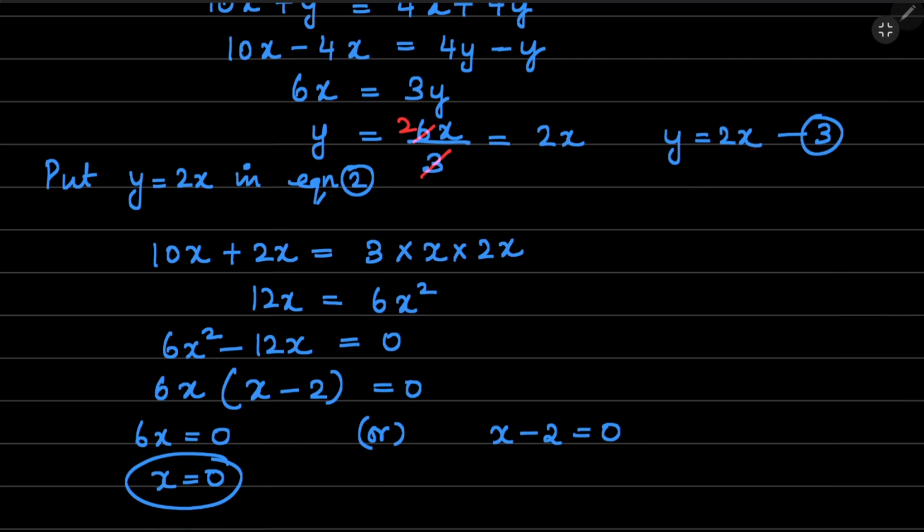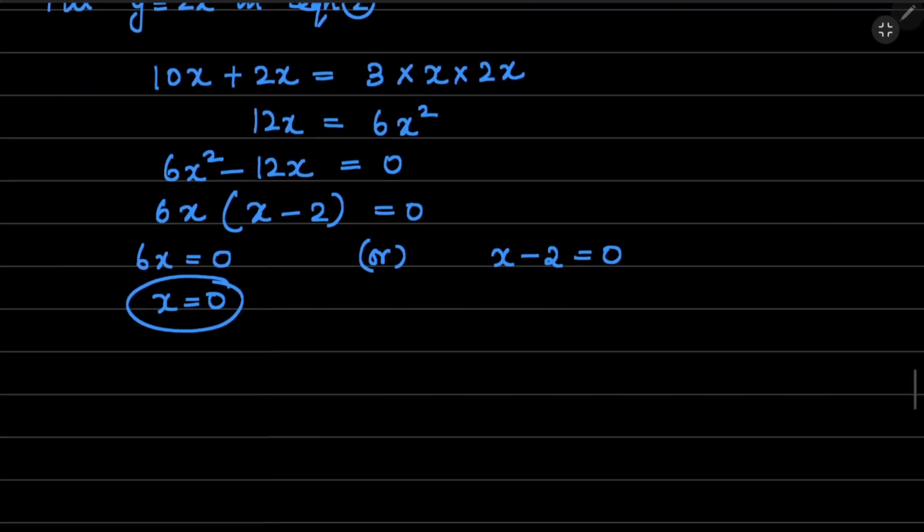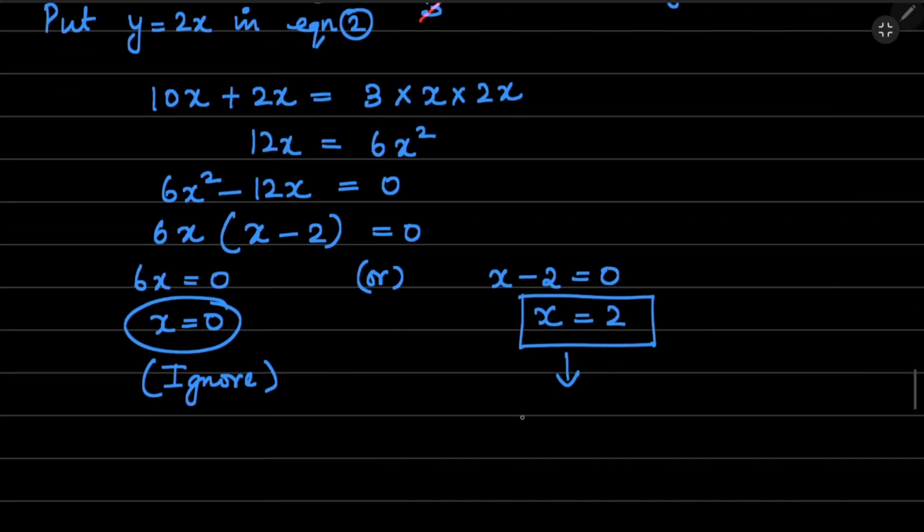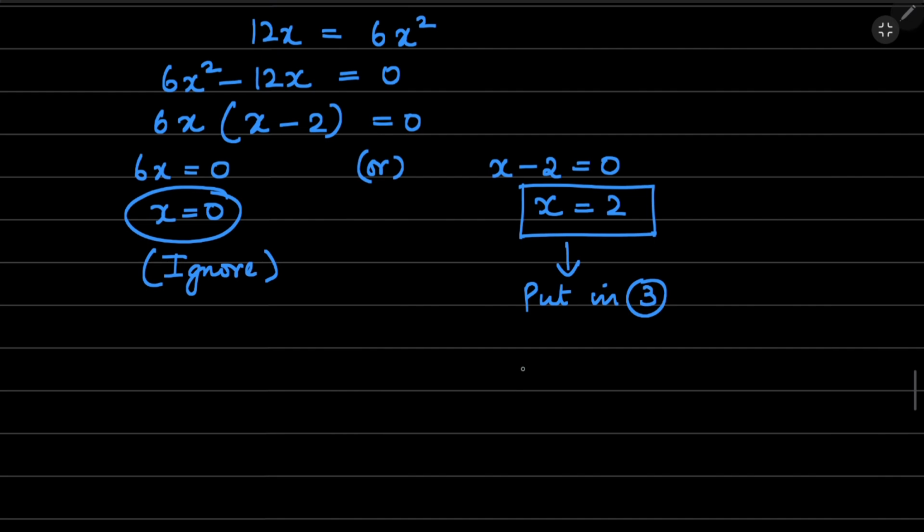Then you will not be able to get a two-digit number. So we will not consider it. We will ignore it. Okay. And x is equal to 2 is the other root of this quadratic. This, when you substitute in, put in equation 3.